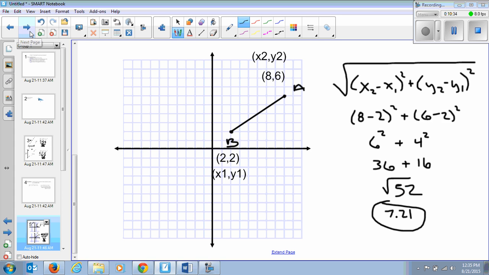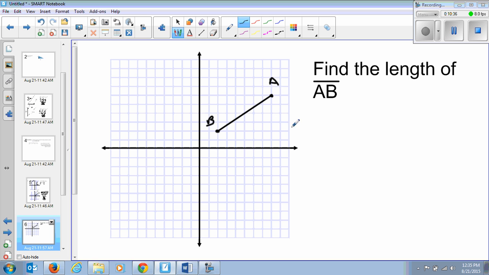So now let's look at this problem. Again, this is the same exact line segment. B is located at 2, 2. A is located at 8, 6. But I'm going to show you how to solve this with the Pythagorean theorem. Watch. I'm going to create this line segment into a triangle, with the line segment being the hypotenuse.